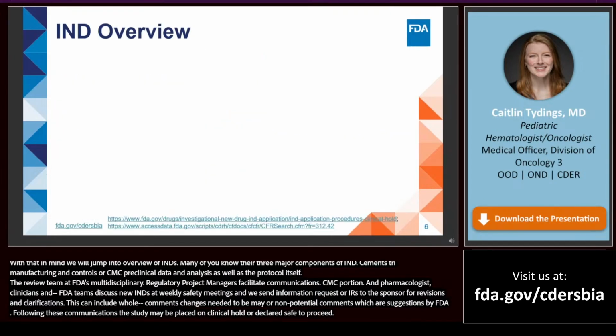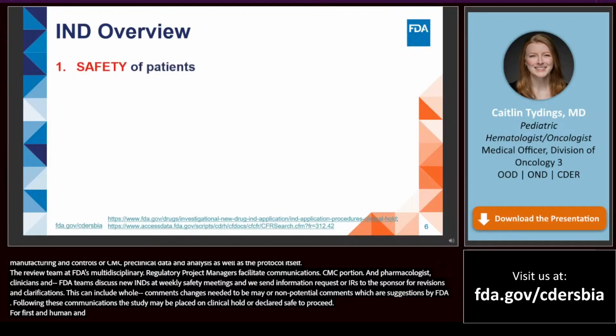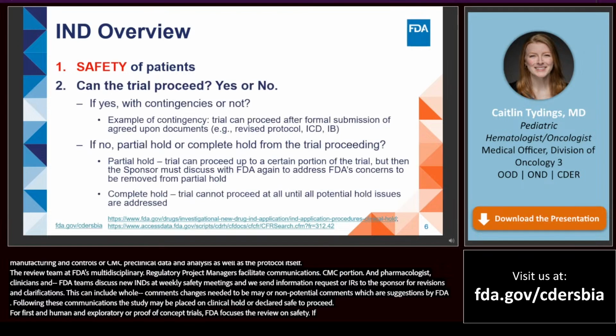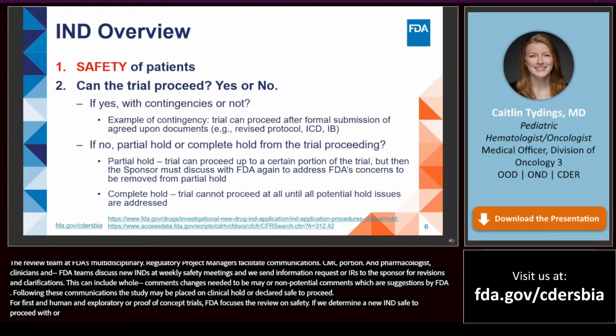For first-in-human and exploratory or proof-of-concept trials, FDA focuses the review on safety. If we determine a new IND to be safe to proceed, it may be with or without contingencies, and these are usually discussed during the back and forth of IRs. For example, the trial may be contingent on uploading a revised informed consent document.